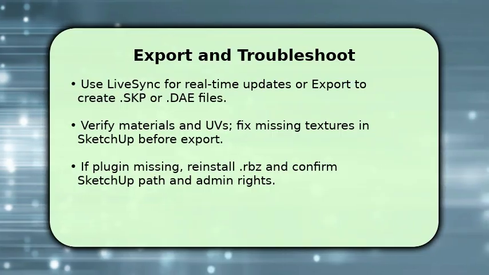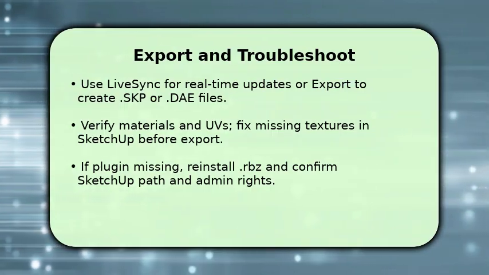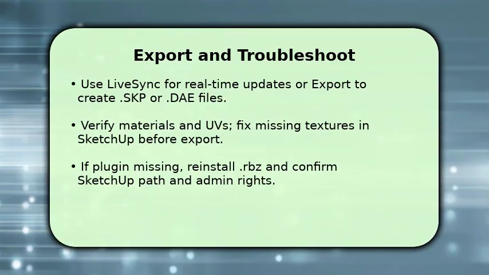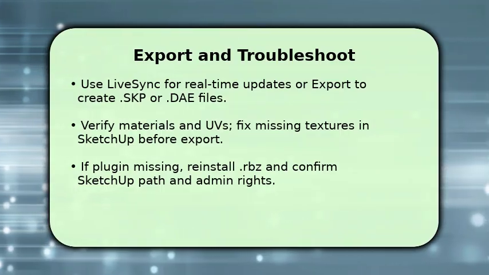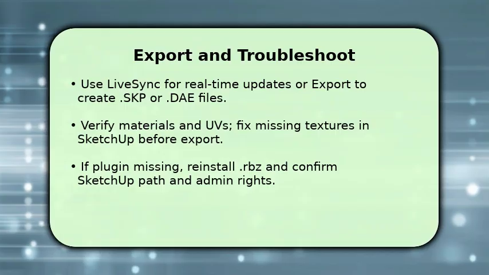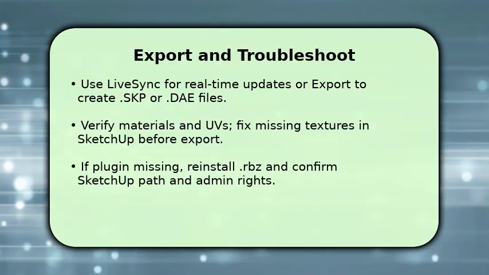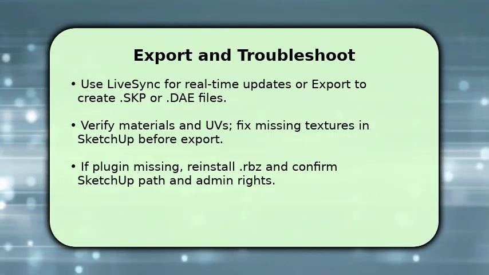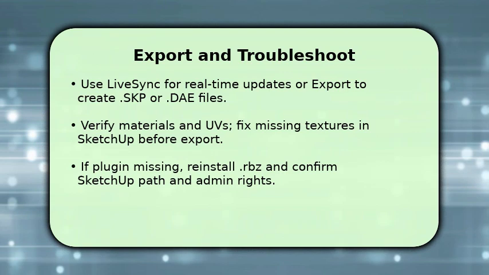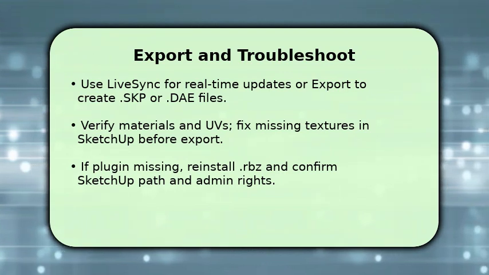Make sure materials and UV mappings appear correct in SketchUp so Lumion receives clean textures. Reassign any missing images before exporting. If the plugin doesn't show up, reinstall the RBZ and run SketchUp as administrator, and double-check the extension's folder path. These steps resolve most installation failures quickly.